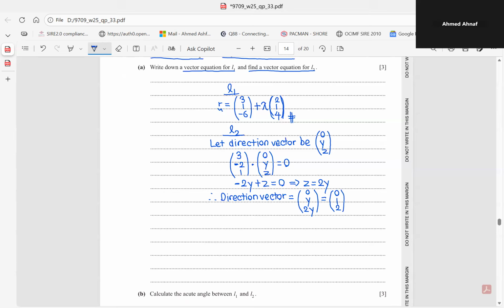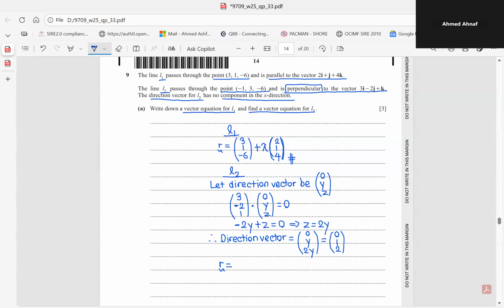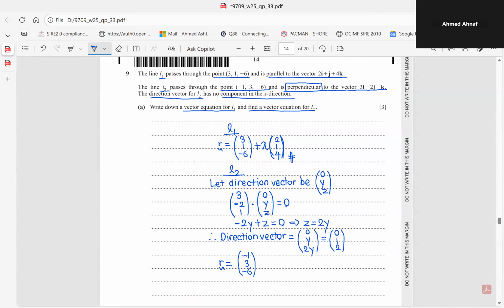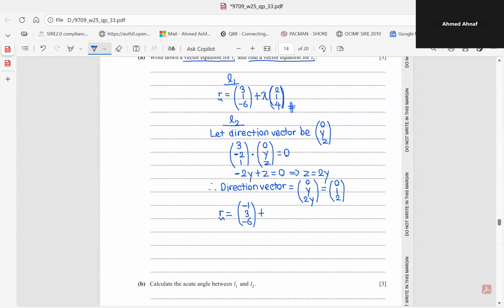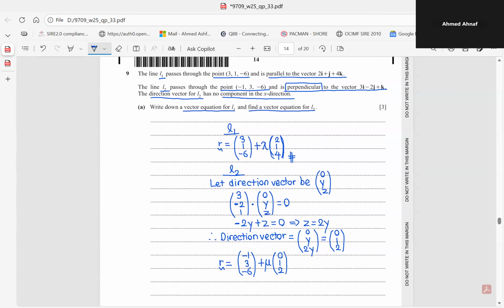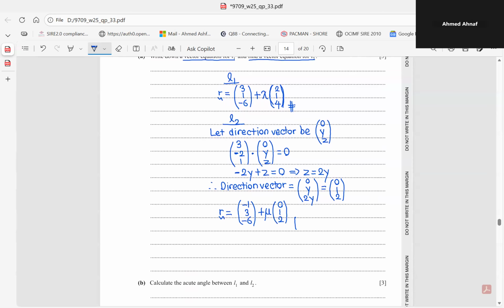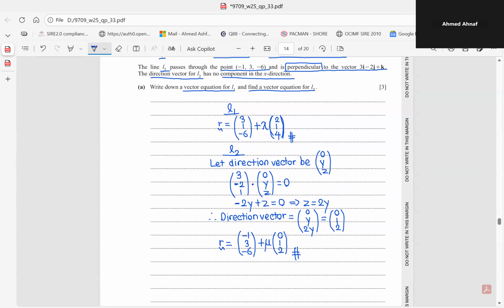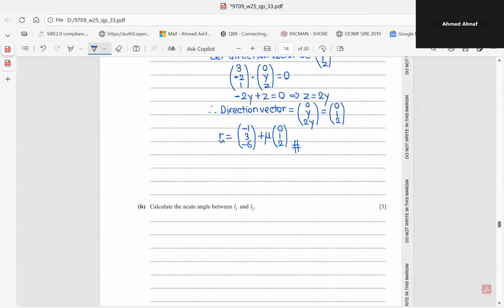So now we can write down a vector equation. A point that is on L2 is (-1, 3, -6), plus the direction vector times the scalar. In this case, I'm going to call it mu. So direction vector (0, 1, 2). So yeah, you can leave your answers in column vector form for the vector equations as well as ijk form. So yeah, let's head on to the next part.